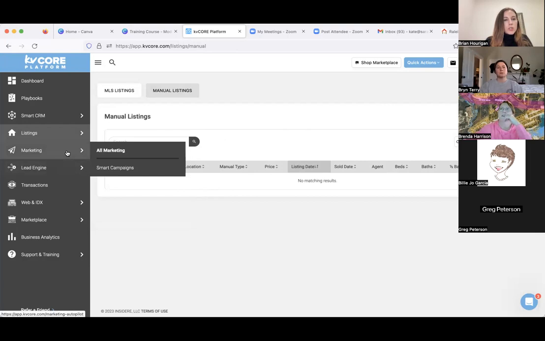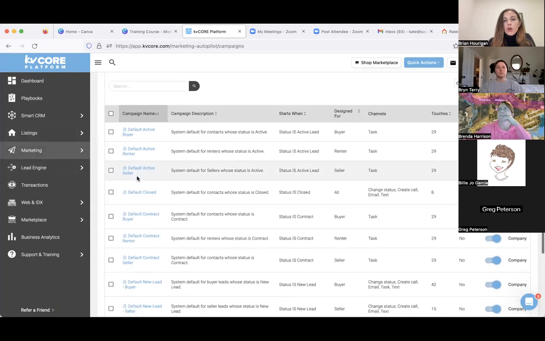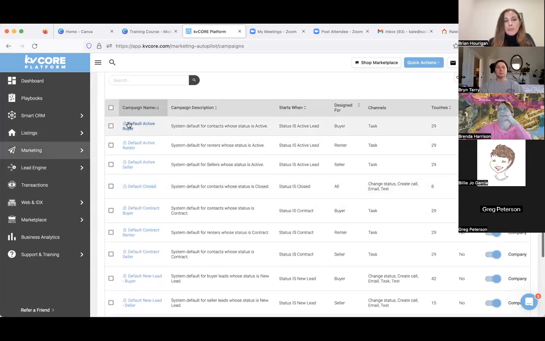Now, you can also go in, if you want to see what clients would be getting, depending on what campaign they're in, you'll go into marketing and smart campaigns, and it will show you everything that is available, right? Default active buyer, or if someone's a renter, right?